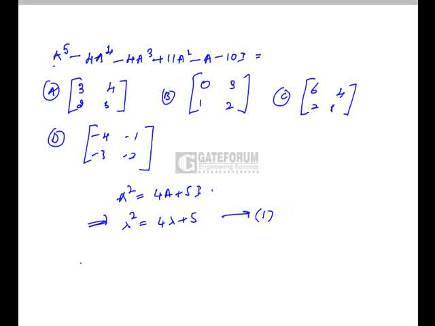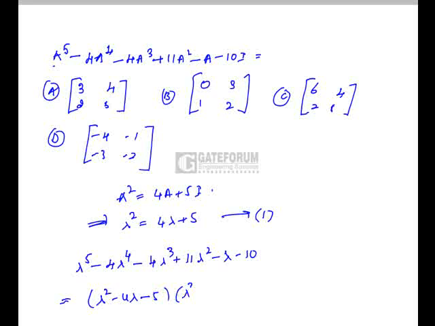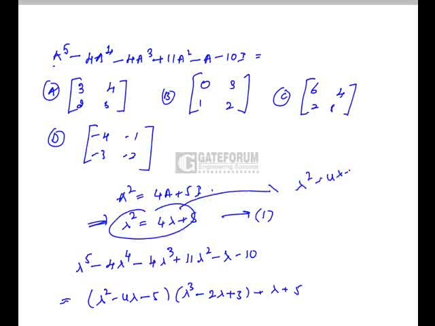Now, the given equation is lambda power 5 minus 4 lambda power 4 minus 4 lambda cube plus 11 lambda square minus lambda minus 10. In order to get the required matrix, what we do is I'll factorize this. If I factorize this, it will be something like lambda square minus 4 lambda minus 5 into lambda cube minus 2 lambda plus 3, plus lambda plus 5. Now, we have to factorize this in such a way that we can use statement 1, that is lambda square minus 4 lambda minus 5 equals 0, so that the simplification will be easy.